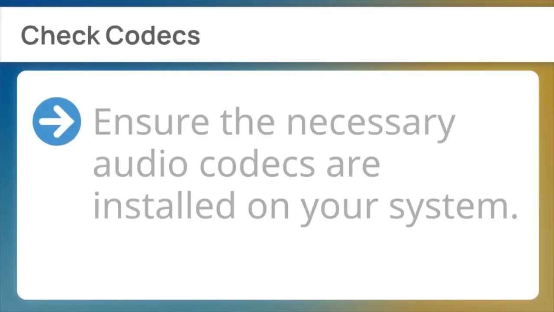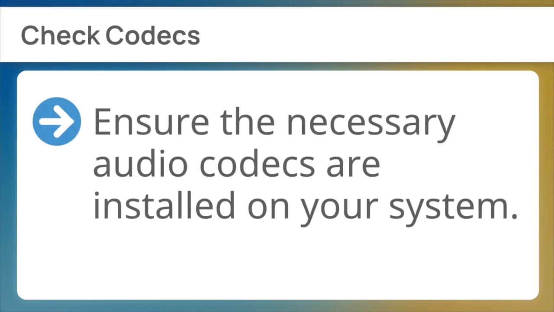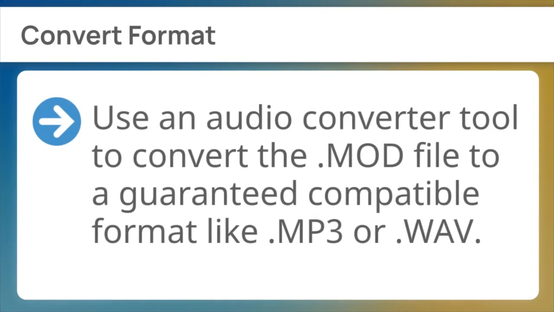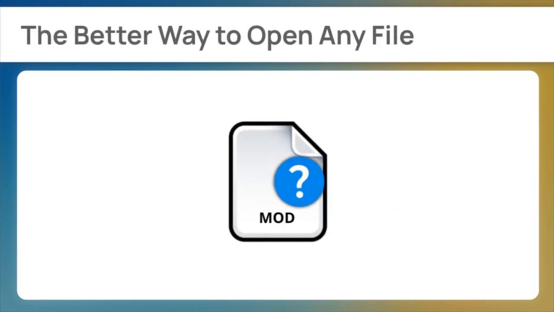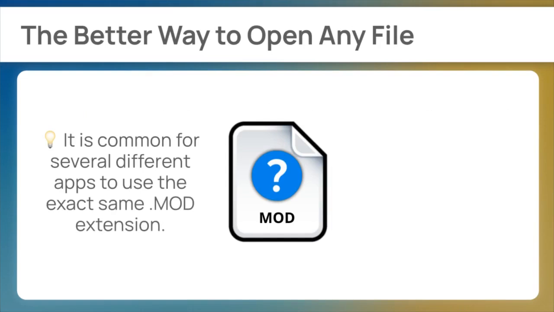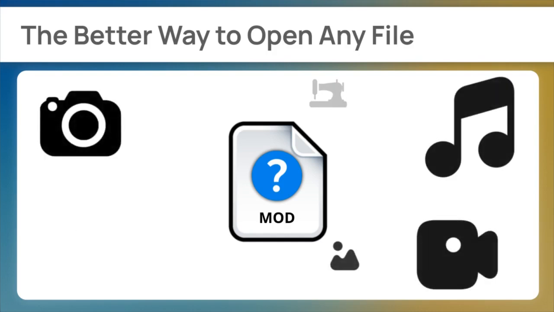Next, check codecs. Ensure the necessary audio codecs are installed on your system. Finally, convert format. Use an audio converter tool to convert the MOD file to a guaranteed compatible format like MP3 or WAV. If compatibility checks failed, it is likely because the file extension name is shared by different developers for unrelated formats, causing your PC to use the wrong reading language.